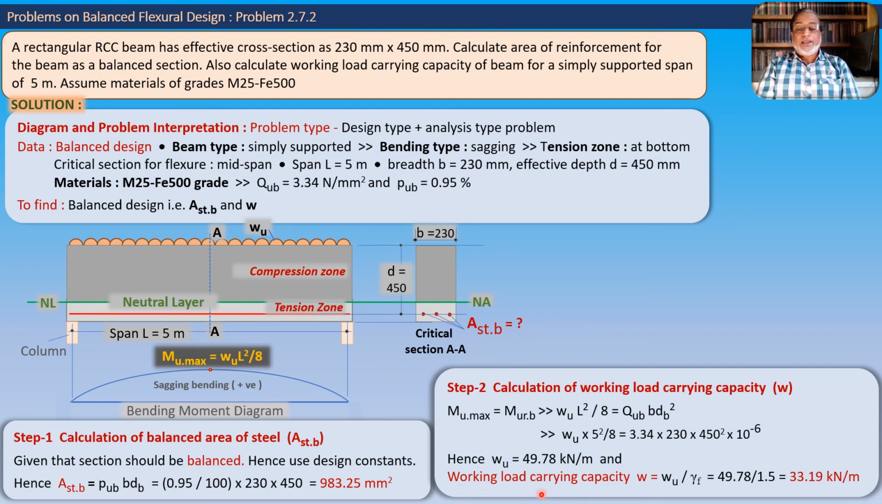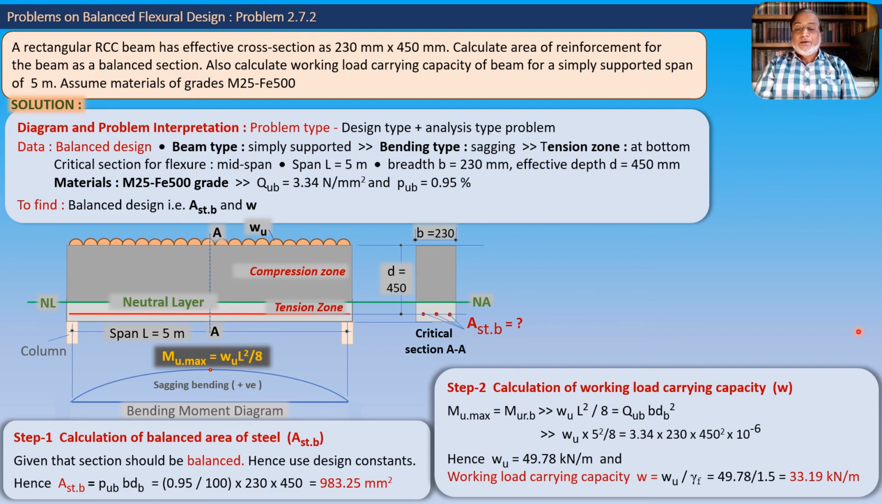So working load carrying capacity will be W equal to Wu upon gamma f. Gamma f is partial safety factor for load. So we get this 49.78 divided by the load factor 1.5, and this amounts to 33.19 kilonewton per meter. So this is the working load carrying capacity. So this Wu, as we see in this diagram, would be 49.78, and here the value of W would be 33.19. So in this way we get the second answer of the problem also.